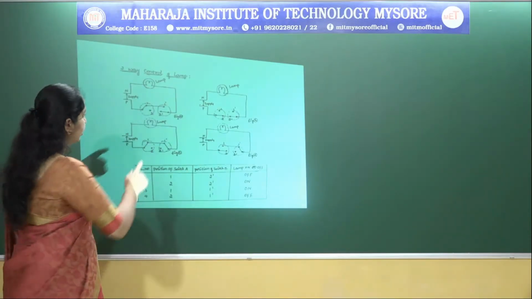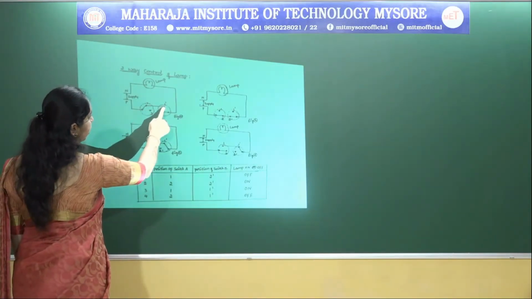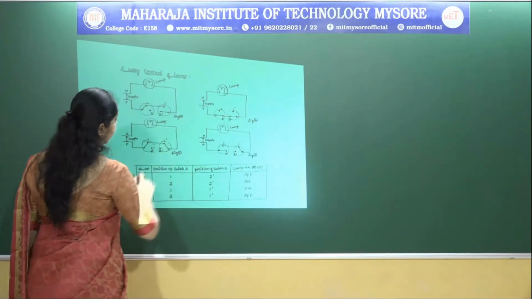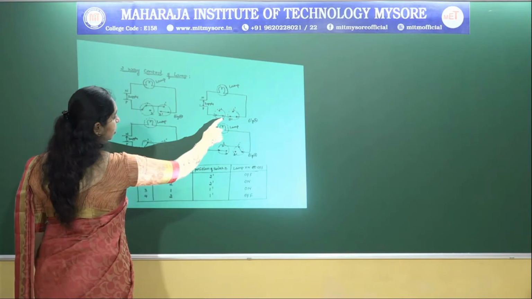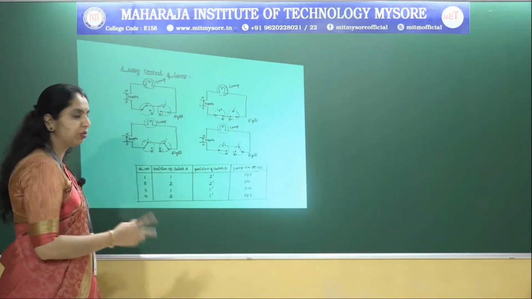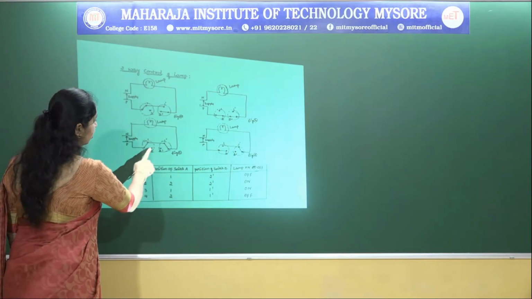It should be a straight connection. So here also you find a straight connection from one switch to another switch, and here also you find a straight connection, because a diagonal connection cannot be considered between two switches, right?